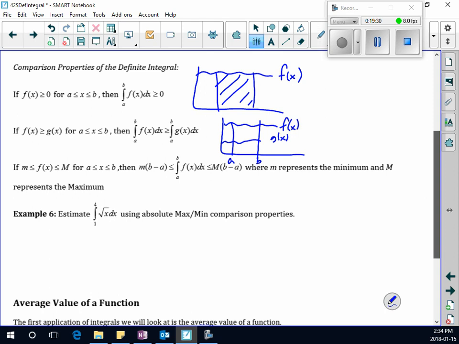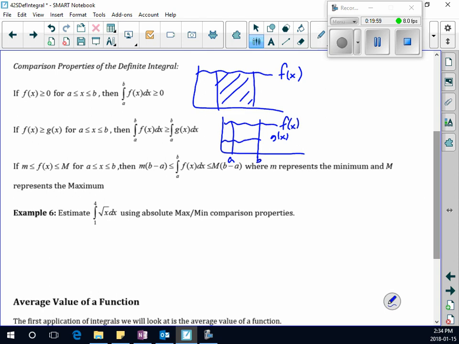Okay. So the next comparison is if little m is the minimum and big M is the maximum for x between a and b, then you can take the minimum, which, remember, is a constant if you know what the minimum is, times b minus a, so that's that one integral formula, right? And the integral has to be between those two areas, the minimum and the maximum.